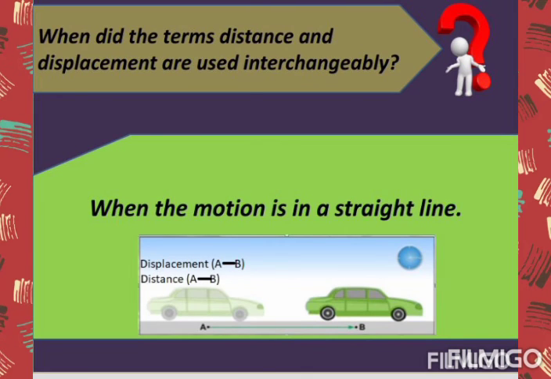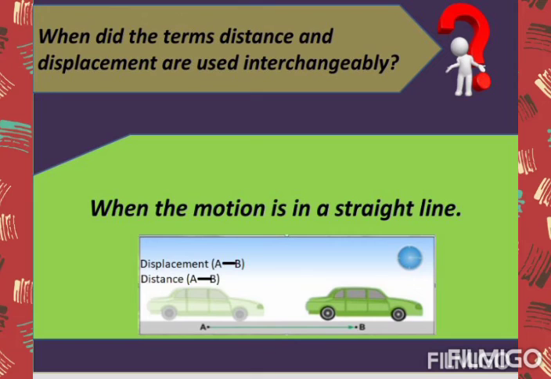The next question, question number 12 from your notes: when are the terms distance and displacement used interchangeably? Interchangeably means we can use distance or displacement, as if both are the same. So when the motion of an object or a body is in a straight line, we can use distance and displacement interchangeably.